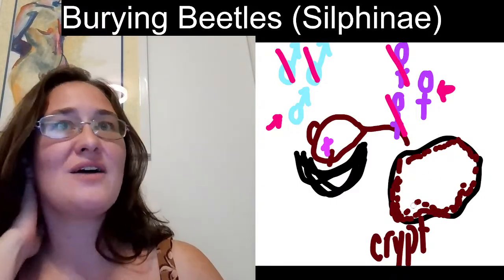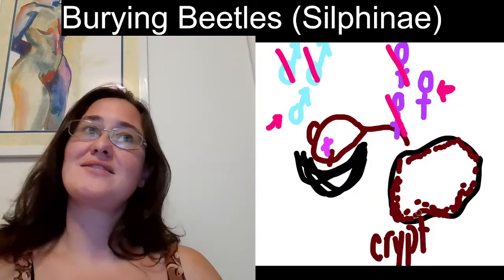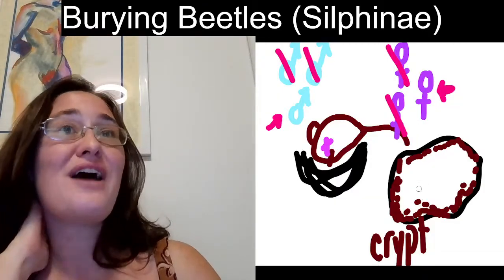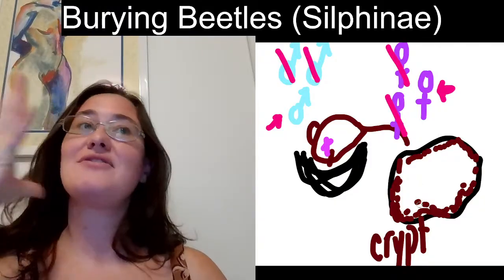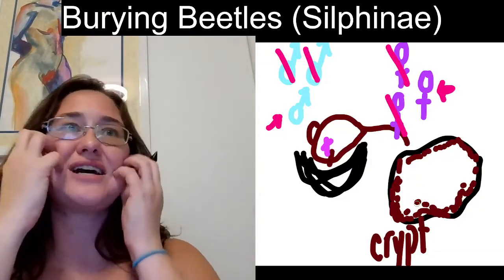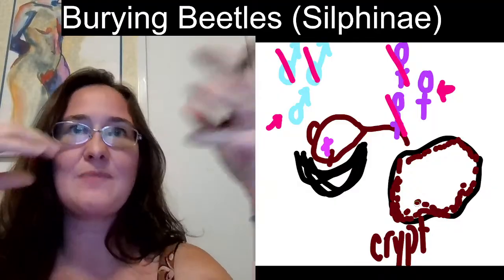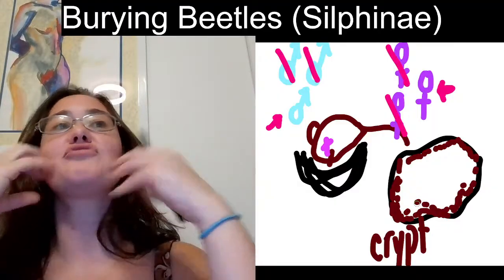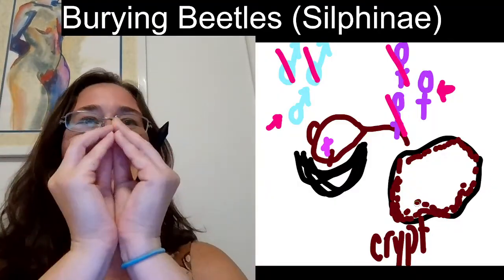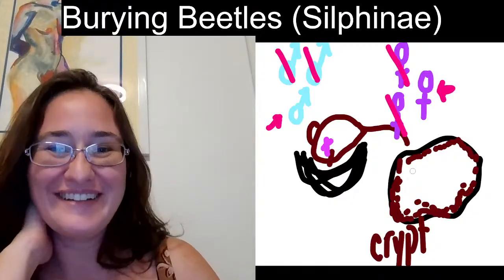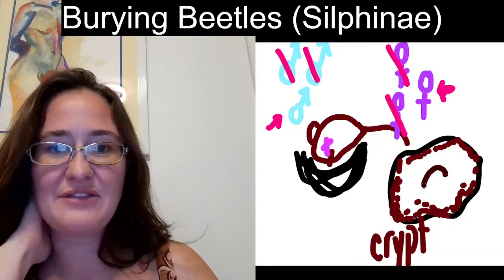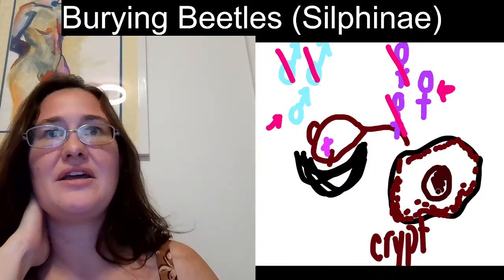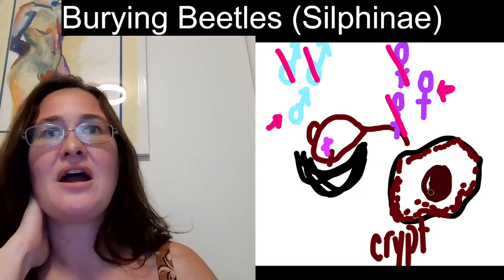But that is not where they stop for processing this animal. The adult beetles are going to chew up the meat. All right, they're going to chew it up. They're going to partially digest it. They're going to mix it with the enzymes in their mouth, and they're going to regurgitate it, and they create a meatball. All right, they create this meatball in the center of the crypt here.